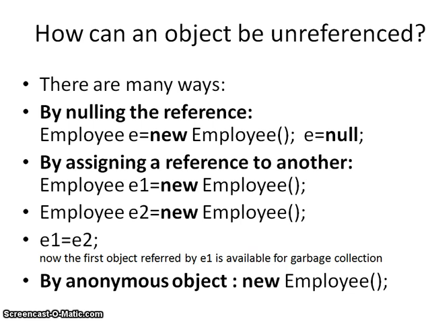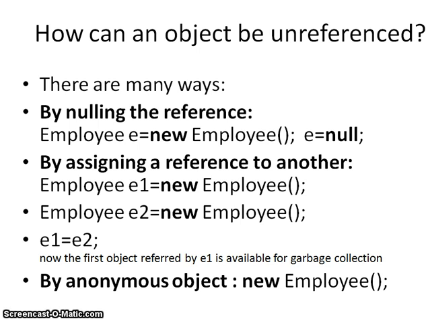When will an object become unreferenced? What are the ways to define that? One, by nullifying the reference. It means if you create an object and that object is set equal to null, then that reference will be unreferenced. So it can be destroyed, or deleted. The object can be deleted from the memory. That is the time you can call the garbage collector.